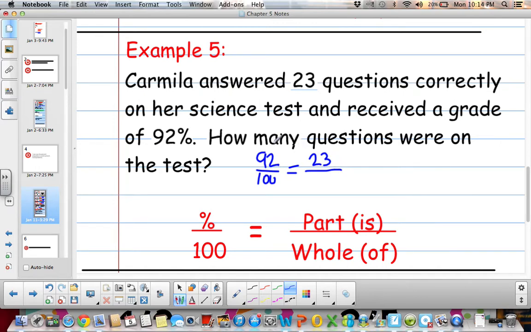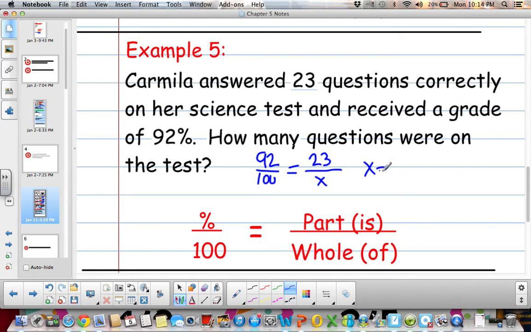And so we want to know how many questions were on the test, which makes sense that that would be our whole number. That's the number that we're taking the 23 out of to figure out, well, 23 out of what number is 92%. So then we do cross products. 100 times 23 is 2,300, and then we divide it by 92, and we get 25.